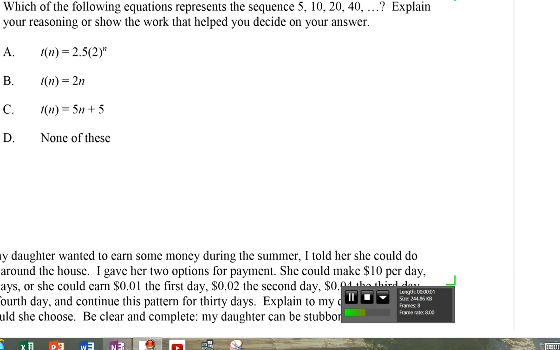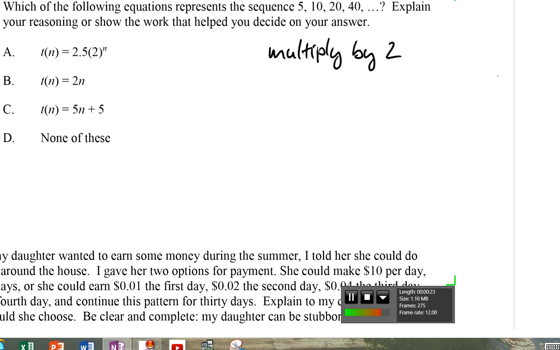Because we've been discussing the general nth term for a geometric sequence, this should be an easier problem. If I look at it, I'm going from 5 to 10 to 20 to 40. I know my generator is multiplied by 2. And since that's the case, I can find my 0th term.